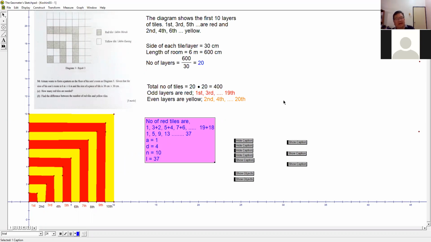The number of red tiles. Okay, now you look at the diagram here. Here is one red tile. Here is one red tile.